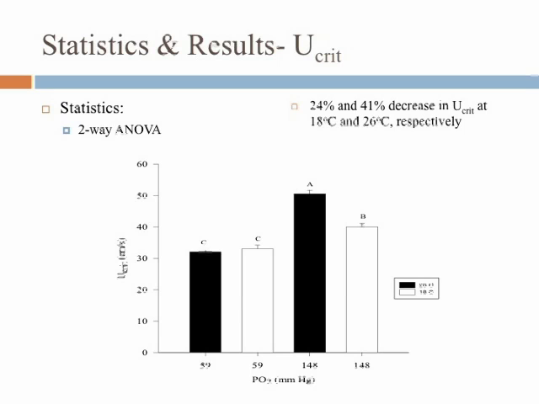What we found out was, for normoxia, that's for high oxygen content, fish at 26 degrees Celsius have a higher Ucrit. That means they can swim at a higher velocity, around 55 centimeters per second, compared to fish at 18 degrees Celsius. However, in a hypoxic situation, there was no significant difference between temperatures. It doesn't matter what the temperature is. When the fish is in hypoxia, they are not swimming.